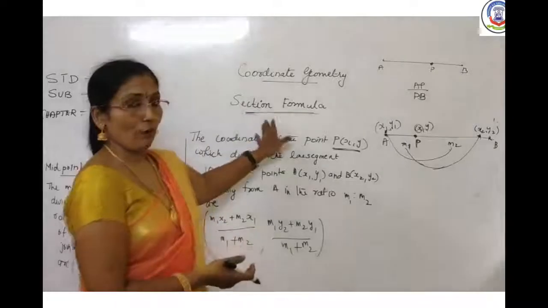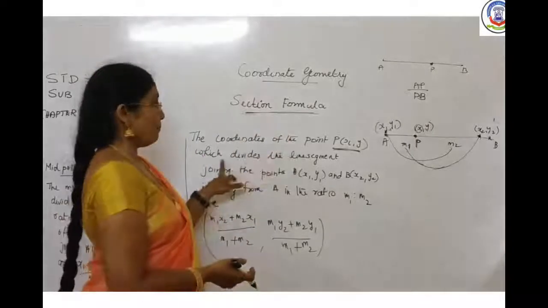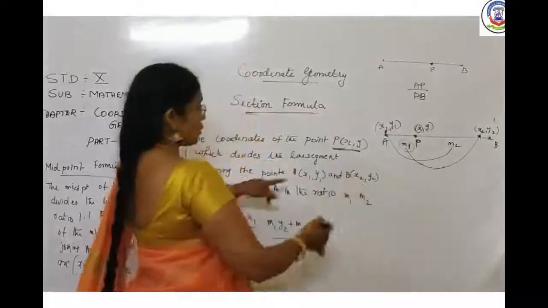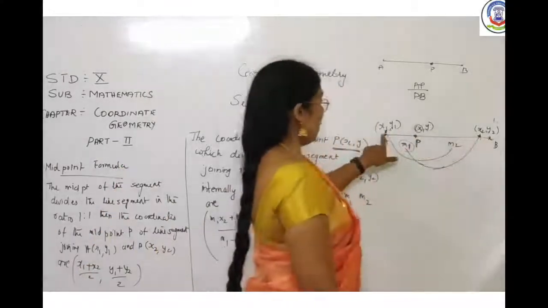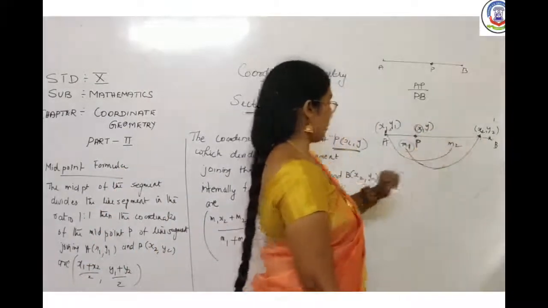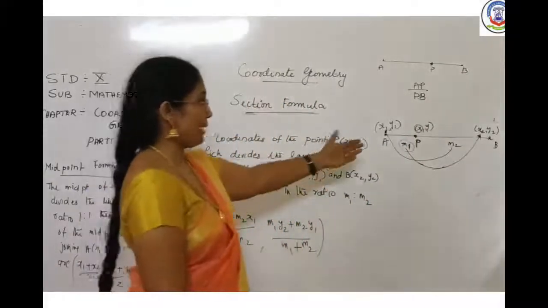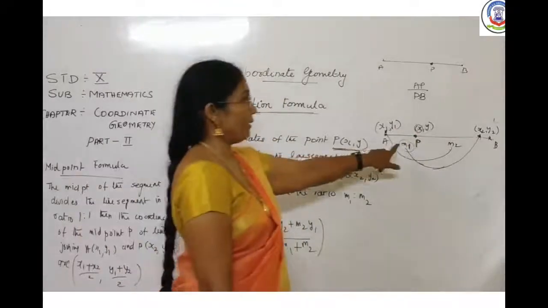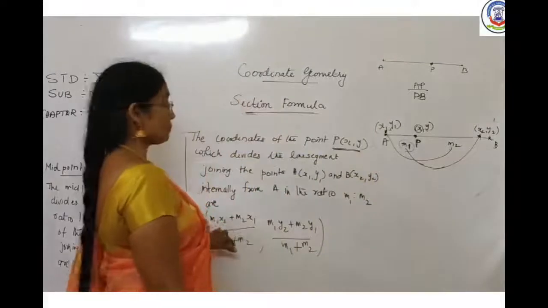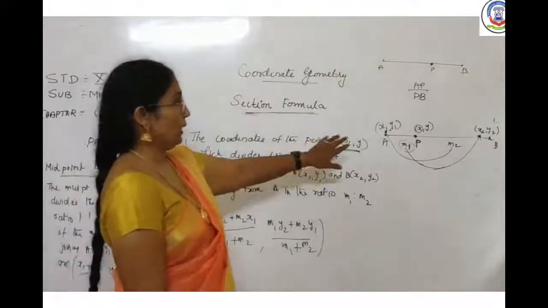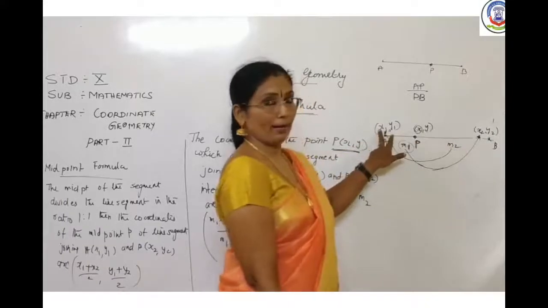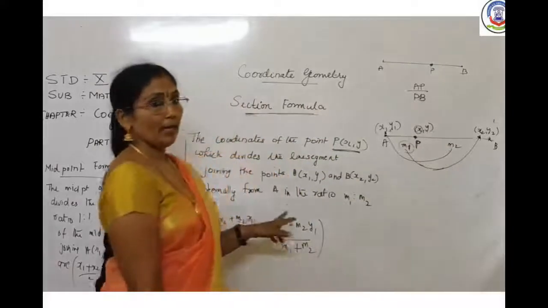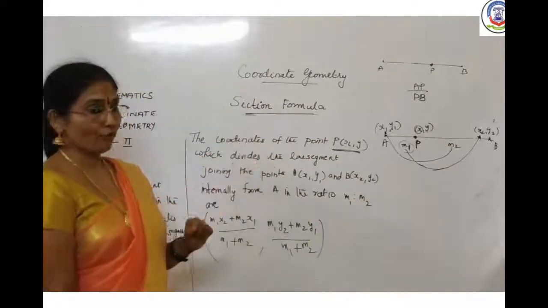So what is the section formula? It states that the coordinates of the point P(x, y), which divides internally the line segment joining the points A and B, whose coordinates are x1, y1 and x2, y2, in the ratio m1 is to m2, are: x equals m1 x2 plus m2 x1 divided by m1 plus m2, and y equals m1 y2 plus m2 y1 divided by m1 plus m2. This is known as the section formula.